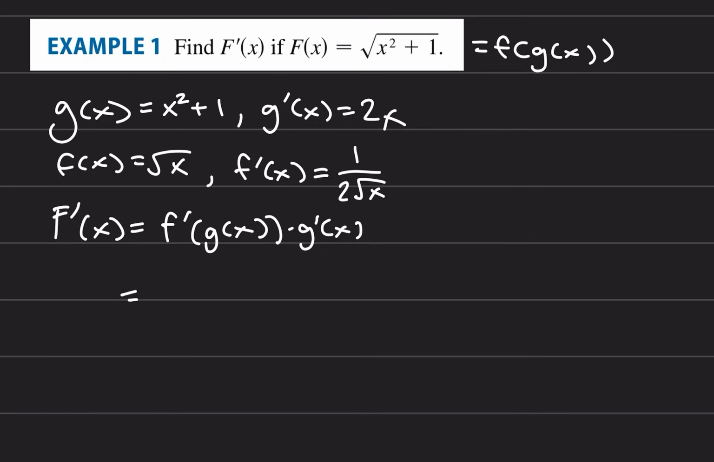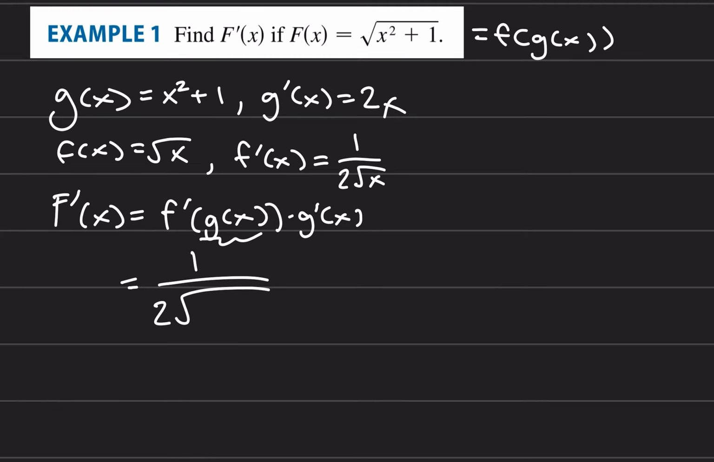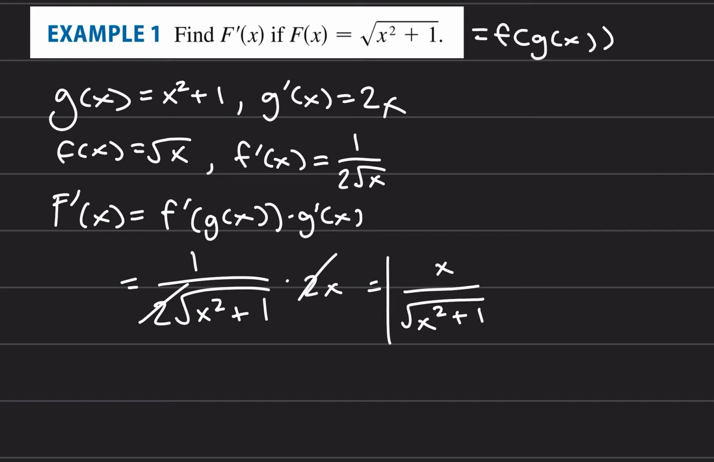Now, f prime of x is supposed to be like this, and then we're going to substitute in g of x. G of x is x squared plus 1. And then we're supposed to multiply by 2x, right? So that gives, these cancel, you get x over square root of x squared plus 1. And this is our answer.